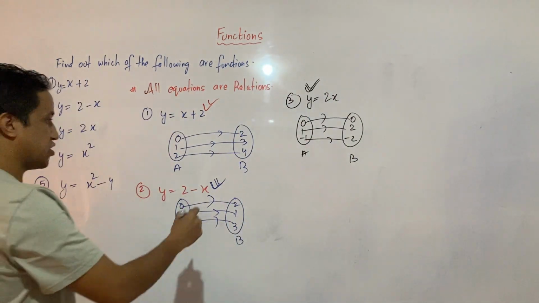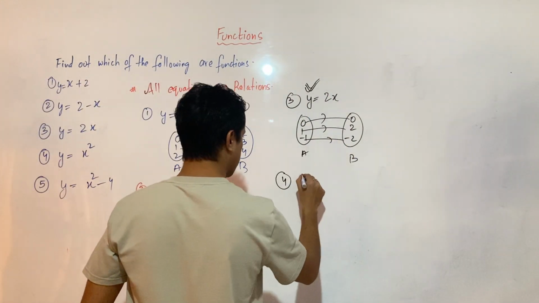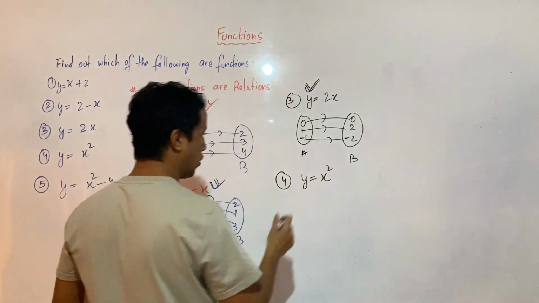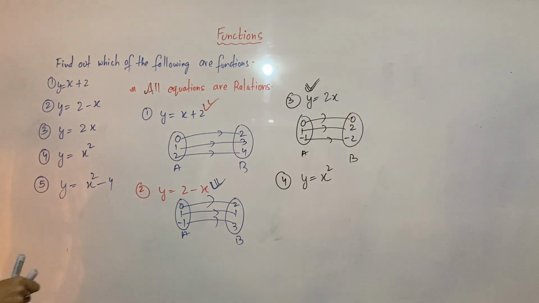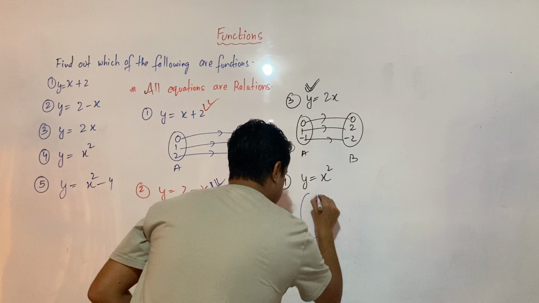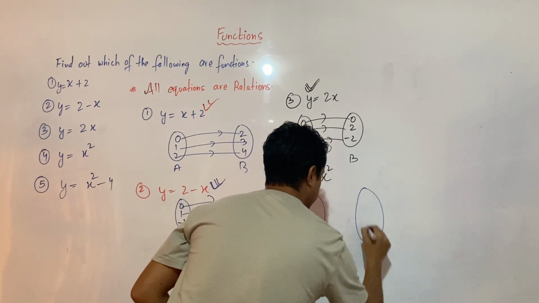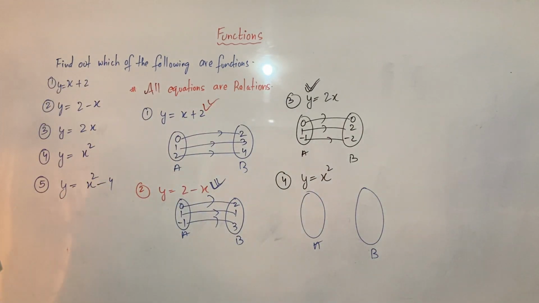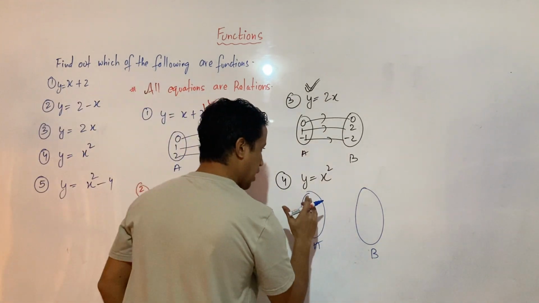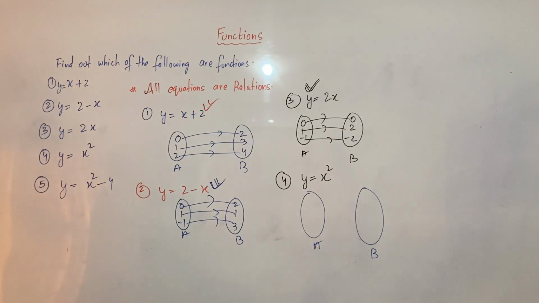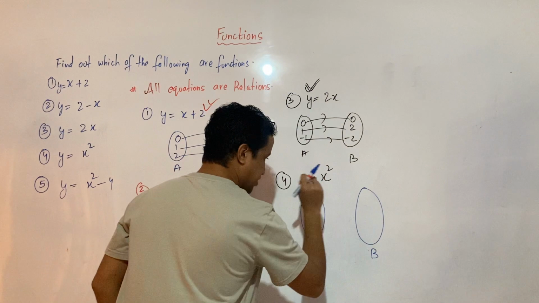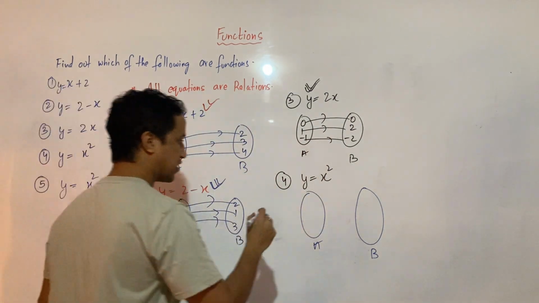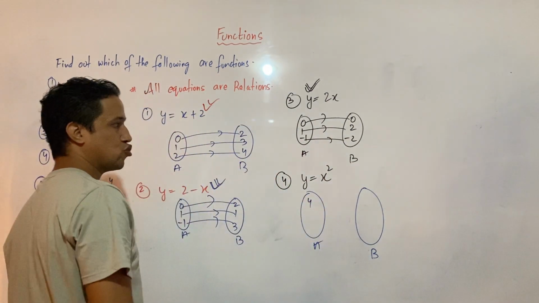Now go to next, number 4. y is equal to x square. Now here you have a problem. Make a set A, here set B. Now put any value. Let's say that your x is 4. If your x is 4, what's going to be the value of y?